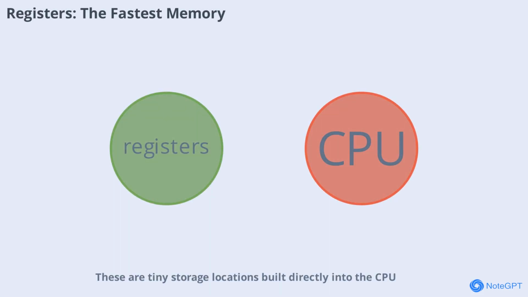At the very top of the hierarchy are registers. These are tiny storage locations built directly into the CPU. Registers hold the data and instructions the processor is currently working on. Because they're so close to the CPU, registers are incredibly fast, faster than any other type of memory. However, they're also extremely limited in size, usually just a few bytes. Their speed makes them perfect for temporary storage during calculations and immediate operations.